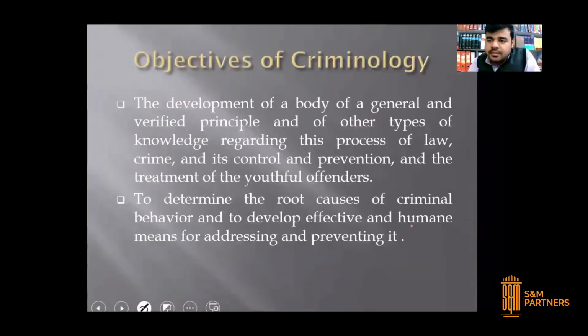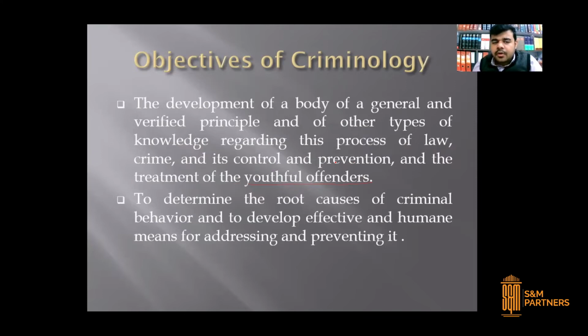Now, after this, let's understand the objectives of criminology, because that is also a very important aspect of criminology. What are the objectives of criminology? So let's understand it as the development of a body of general and verified principles and other types of knowledge regarding the process of law, crime, and its control and prevention, and the treatment of youthful offenders. What are we talking about here?